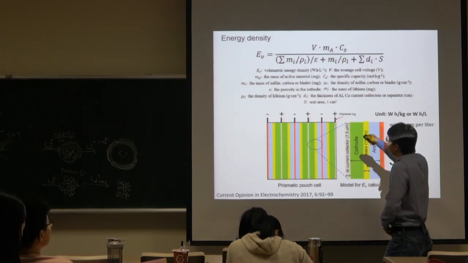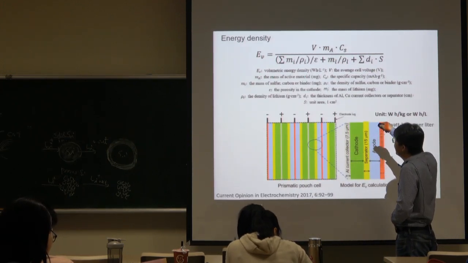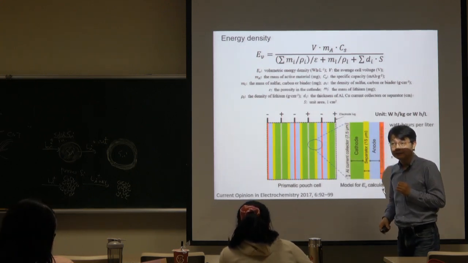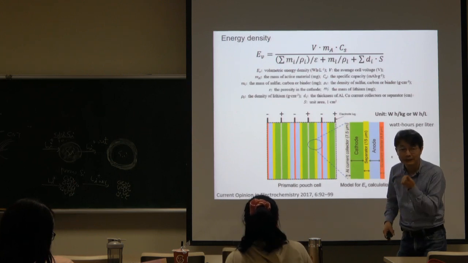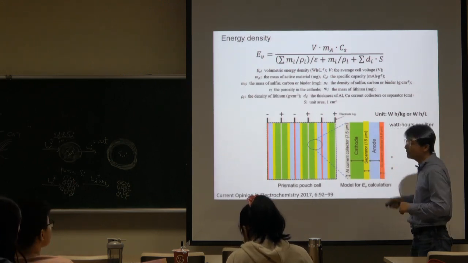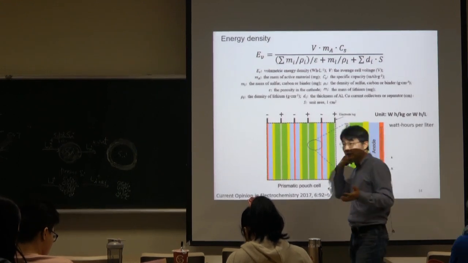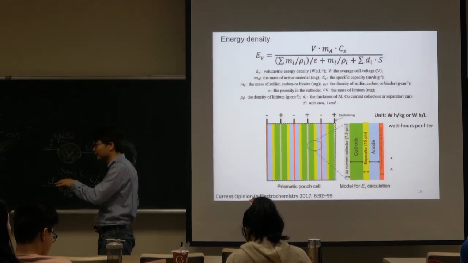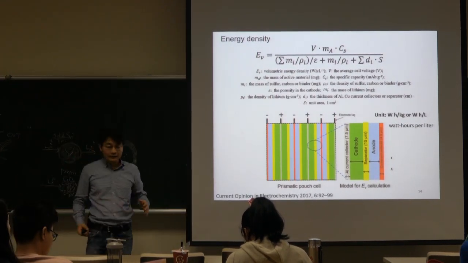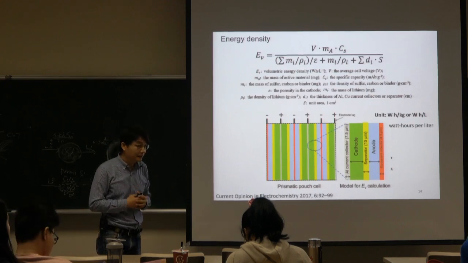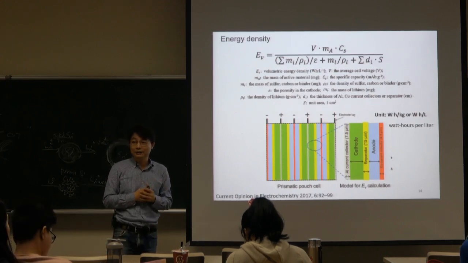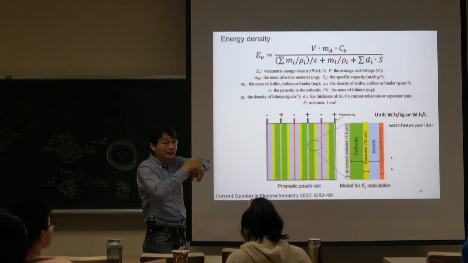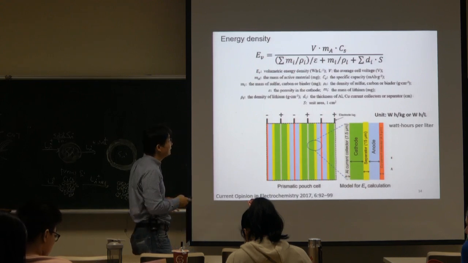And then MA is the mass of the active materials, calculated by weight. The active materials mean all the materials, whether on the negative or positive side, anode or cathode. Carbon is also an active material, silicon is also an active material. Active materials are those which can accommodate the lithium, so we call them active materials.